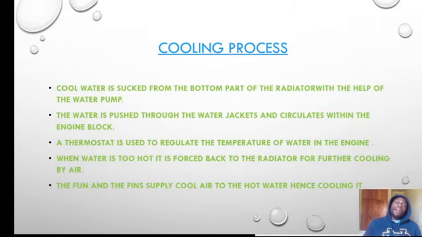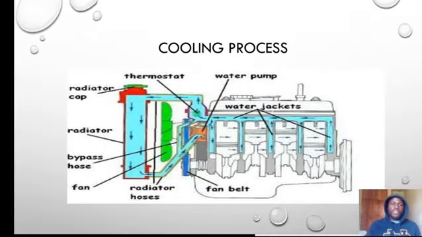Now the cooling process, what happens? The cool water is sucked from the bottom, as I've shown you, and water is pushed through the water jackets and circulates in the engine block. The thermostat will be used to regulate the temperature of the water, and therefore when the water is too hot, it is forced back to the radiator for cooling, and the fan and fins will cool the water. The cooling process will occur that way.